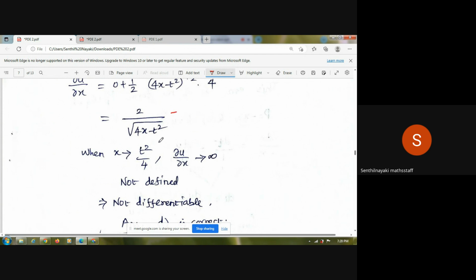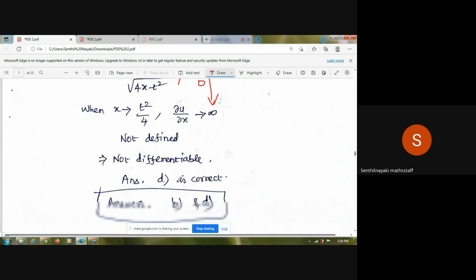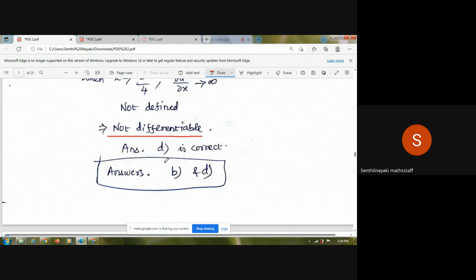Then this term becomes 2 by 0. Anything by 0 is infinity, therefore the derivative does not exist, therefore this function is not differentiable, therefore answer D is correct. So the correct answer is B and D.